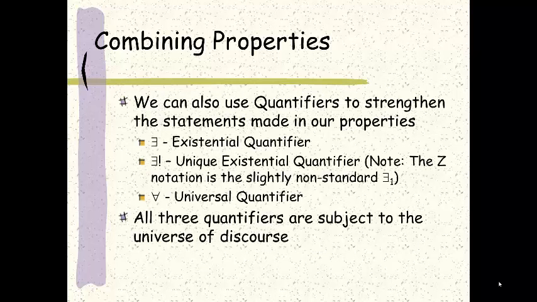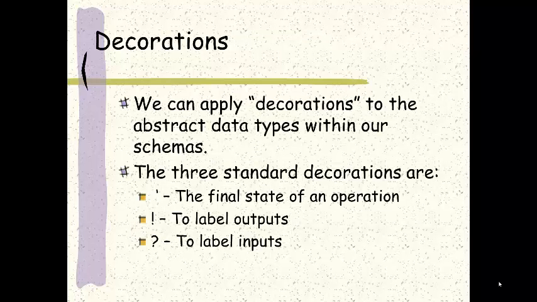We can also use quantifiers to strengthen statements made in our properties. There's the existential, which means there exists. There's the existential and uniqueness quantifier. That means there exists and it is unique. So the Z notation is slightly different from the standard, which is backward E with an exclamation mark. Here you have backward E with a subscript 1. And then there's the universal quantifier, which means everything in that set possesses those properties. All three quantifiers, of course, are subject to the universe of discourse, the set under consideration.